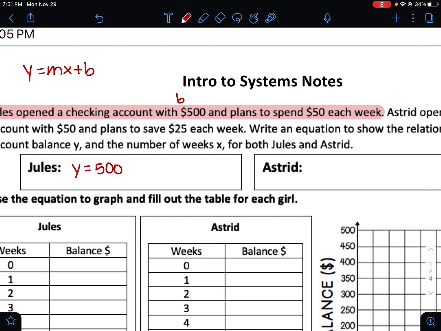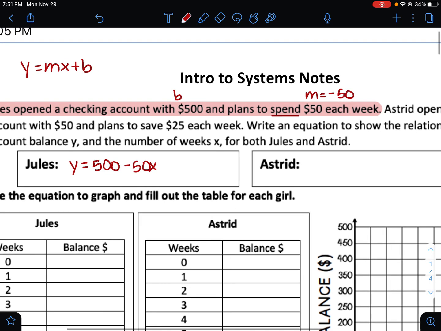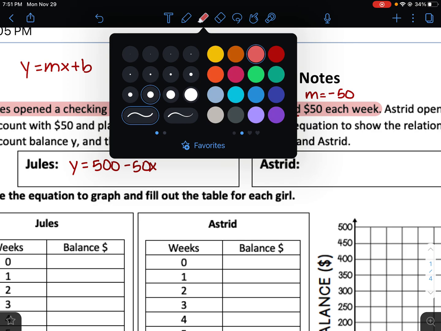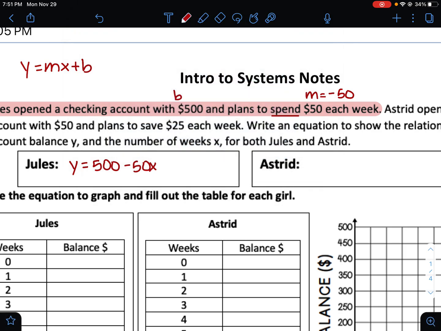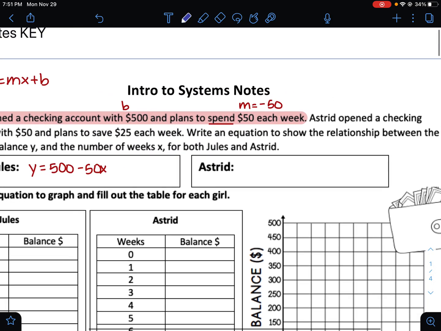And then she's planning on spending $50 each week, which makes that our m. And since we're spending, it's a negative 50. So I have 500 minus 50x. Okay. Then I'm going to write an equation to represent Astrid.